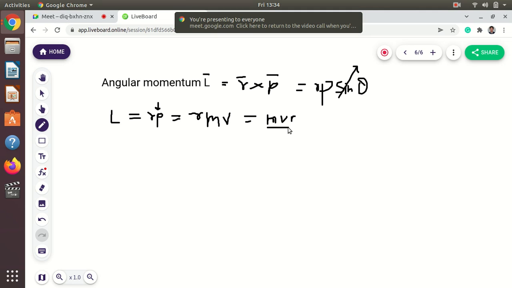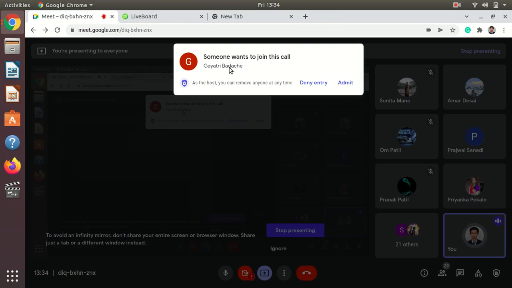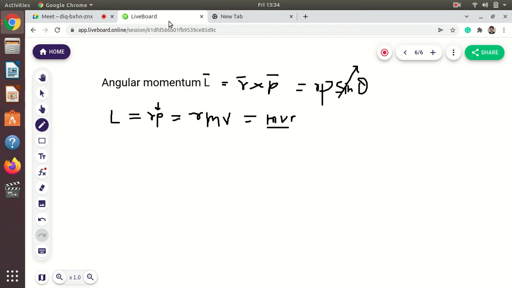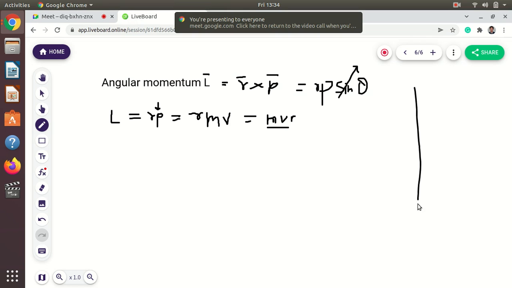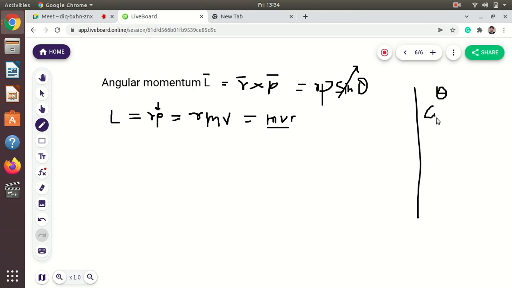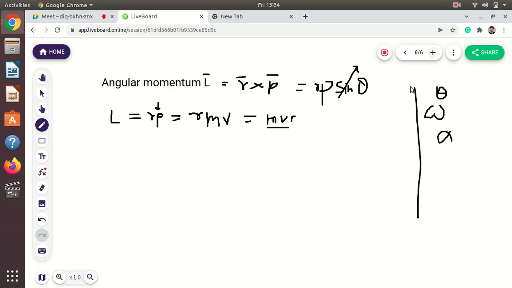But when we discuss rotational motion or any angular motion like circular motion, we can only use the angular terms which we have discussed earlier. We can use angular displacement theta, angular velocity or angular speed omega, and angular acceleration. We do not use v. So we will use the relation between v and omega, which we discussed in the last lecture, and find the magnitude of L.